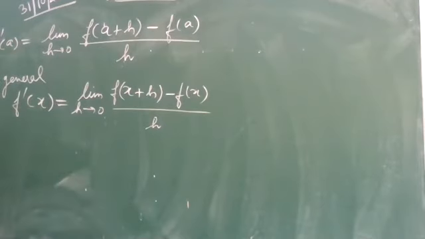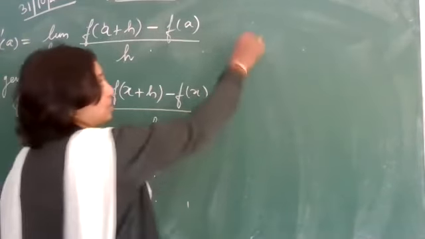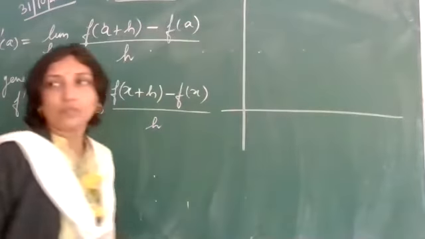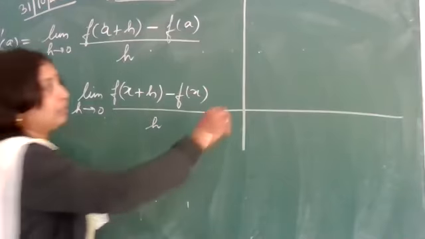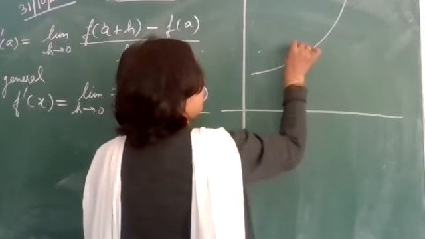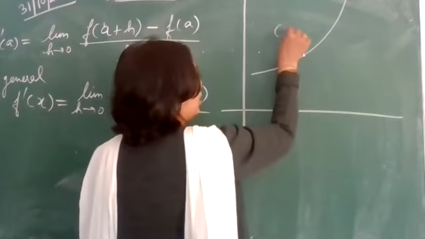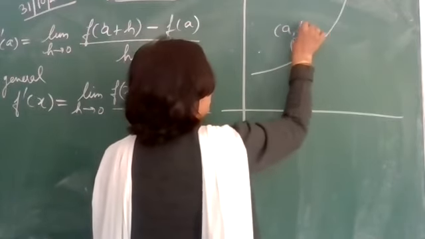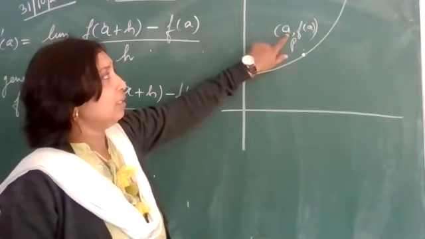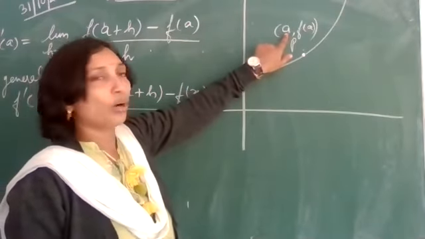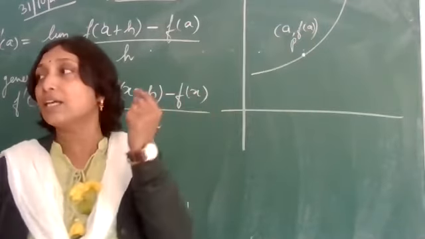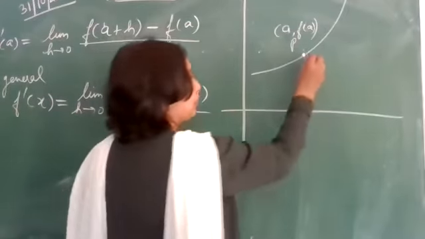Now, how do we get this? Let's take a curve, let's say this one, and let's take any point P on this curve. This is any point P whose x coordinate is A, and if we put x in the function, we get f(A). That is, the image is f(A).